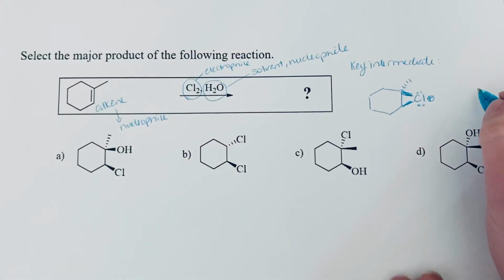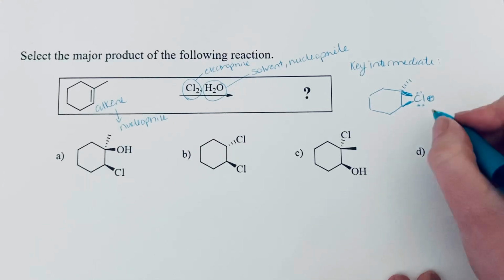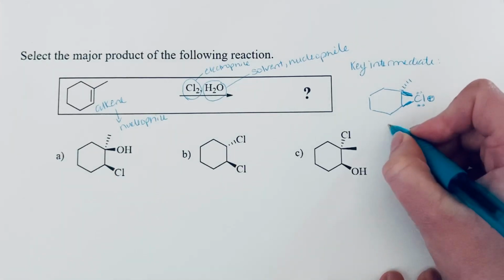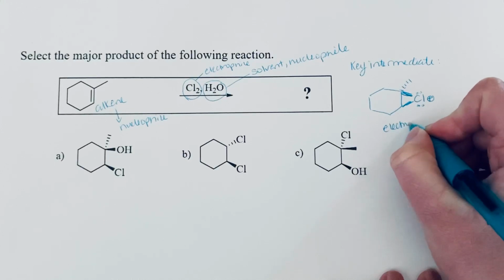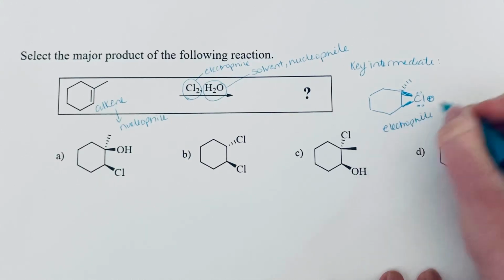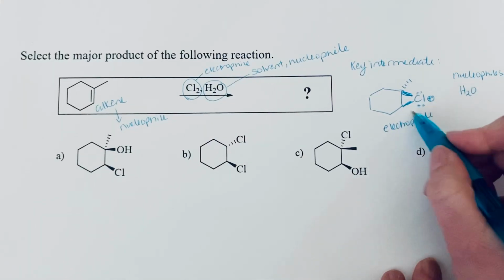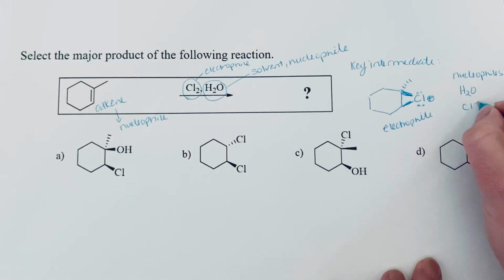So here's the structure of the intermediate, which is an electrophile. So this electrophile can react with a nucleophile in solution, of which we have two. So the two nucleophiles that we have are the solvent, water, and the chloride ion that's formed when we make this intermediate.